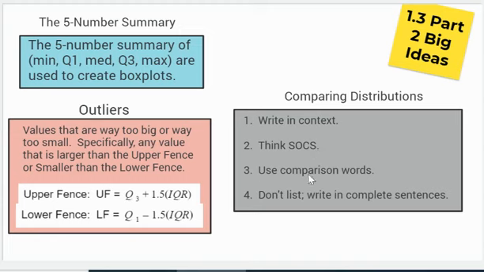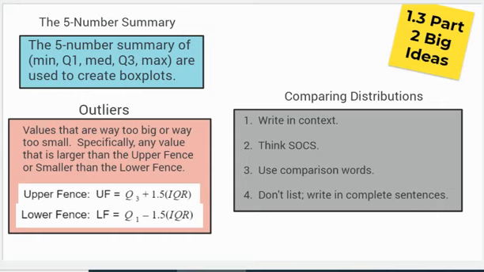The third thing is use comparison words. Comparison words like larger than, less than, similar to. Okay? Use comparison words when you are comparing. Number four, don't just list things. Write in complete sentences. Don't just say median equals 5 and the mean equals 7. Okay? You don't want to list things. You want to write in complete sentences as if you were communicating with somebody else, because you are.